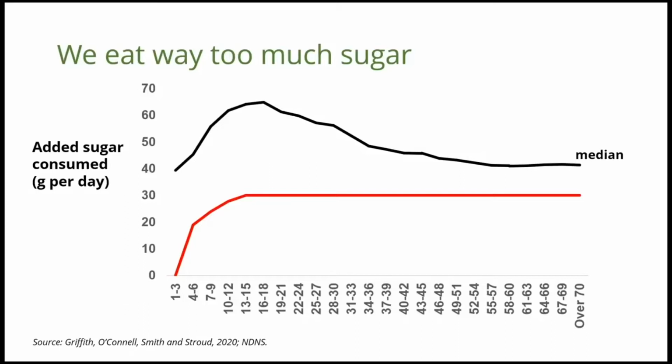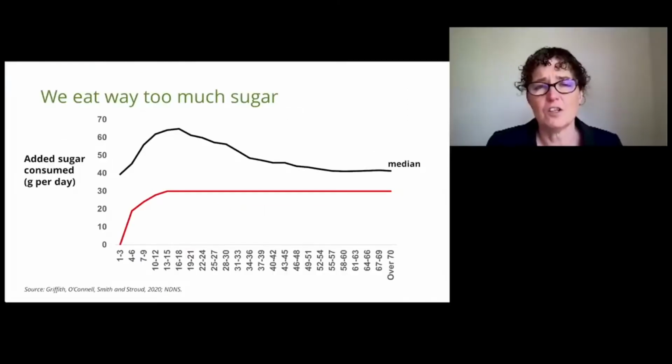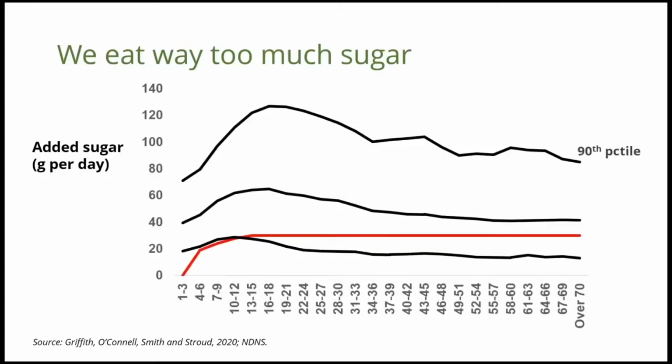It's clear from this picture that we consume way above recommended maximums at all ages, but particularly at younger ages, where very young children are consuming orders of magnitude more than even the maximum recommended for adults. If we look at the 90th and 10th percentiles of the consumption distribution, we see that almost all young children in the UK are consuming more than the medically recommended amount of added sugar.